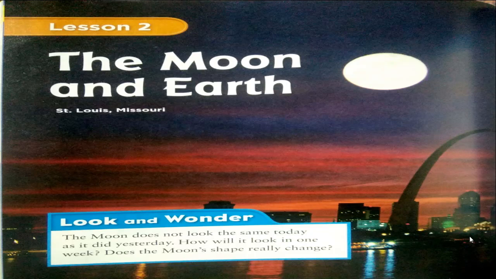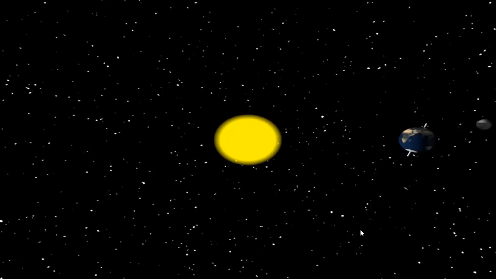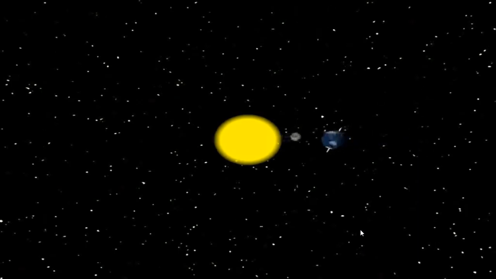We are going to talk about the moon. Do you know the moon? Did you see it before? The moon is a sphere or ball of rocks. It is the Earth's nearest or closest neighbor in space. The moon is a natural satellite, and satellite means anything that revolves around another larger object. The moon revolves around Earth much like Earth revolves around the sun.